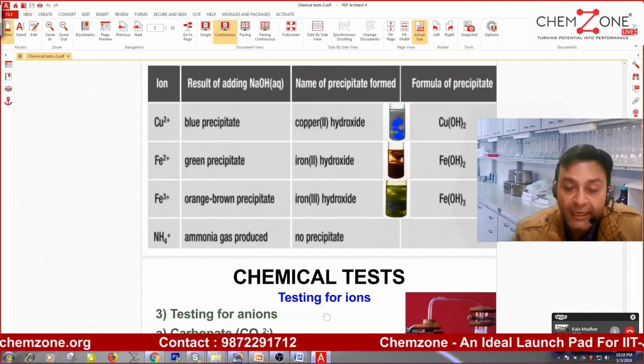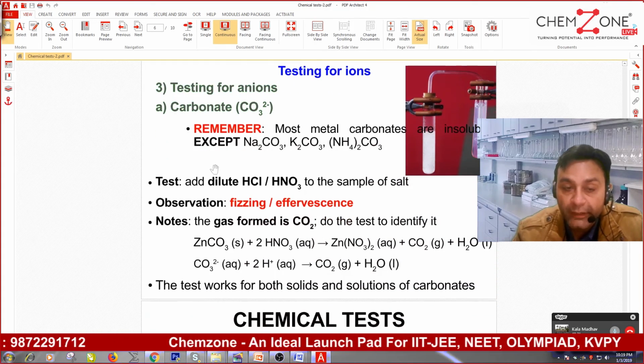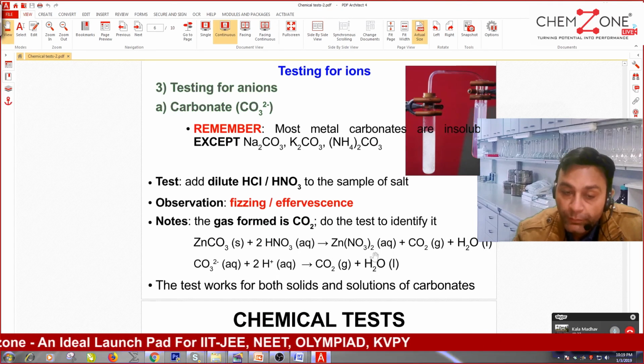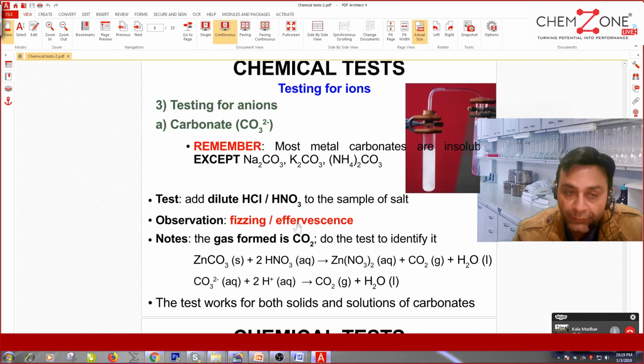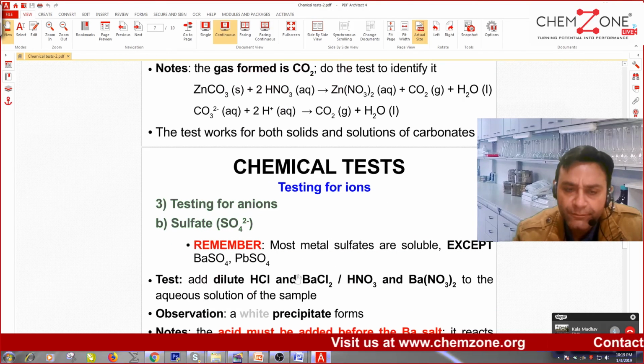Now, testing the anions. How do we test the anions? Suppose we have the carbonate ion here. We add nitric acid, a nitrate salt is formed, and the gas formed is carbon dioxide. Fizzing effervescence is formed, and it confirms the presence of the carbonate ion. If the gas comes out with bubbling, it fizzes. Are you getting all these things?